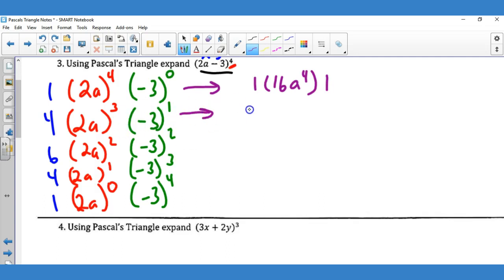Next, I'm going to do this one. I have 4, right? Now, for this part right here, 2A cubed. Remember, this is multiplication, so I can raise everything to the third power. 2 to the third power is 8. A to the third power is A cubed. Now, right here, I have -3 to the first power. Well, that is -3. -3 to the first is just -3.